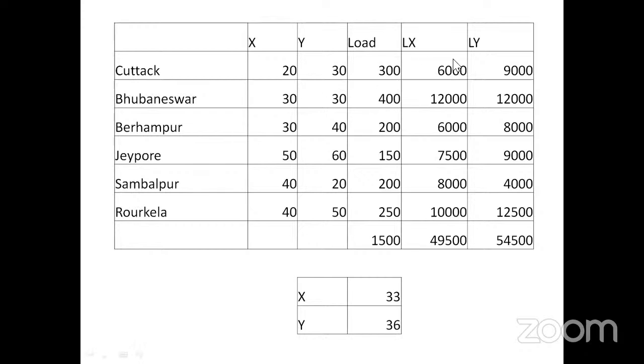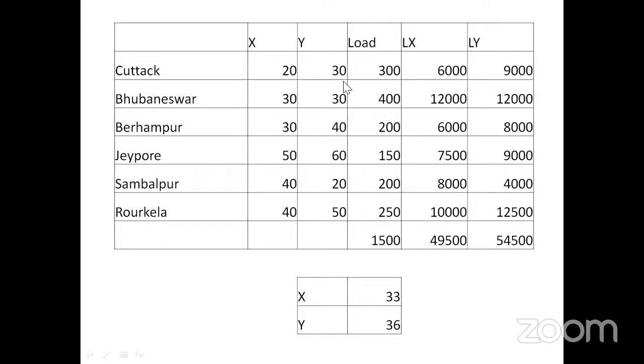Now, that area A, you replace it with the load L. Instead of A, you mention L. L1 x1 plus L2 x2 plus L3 x3 dot dot dot plus Ln xn divided by L1 plus L2 plus L3 plus dot dot dot Ln. What is the total of this load? L1 plus L2 plus L3 plus... total load is 1500.